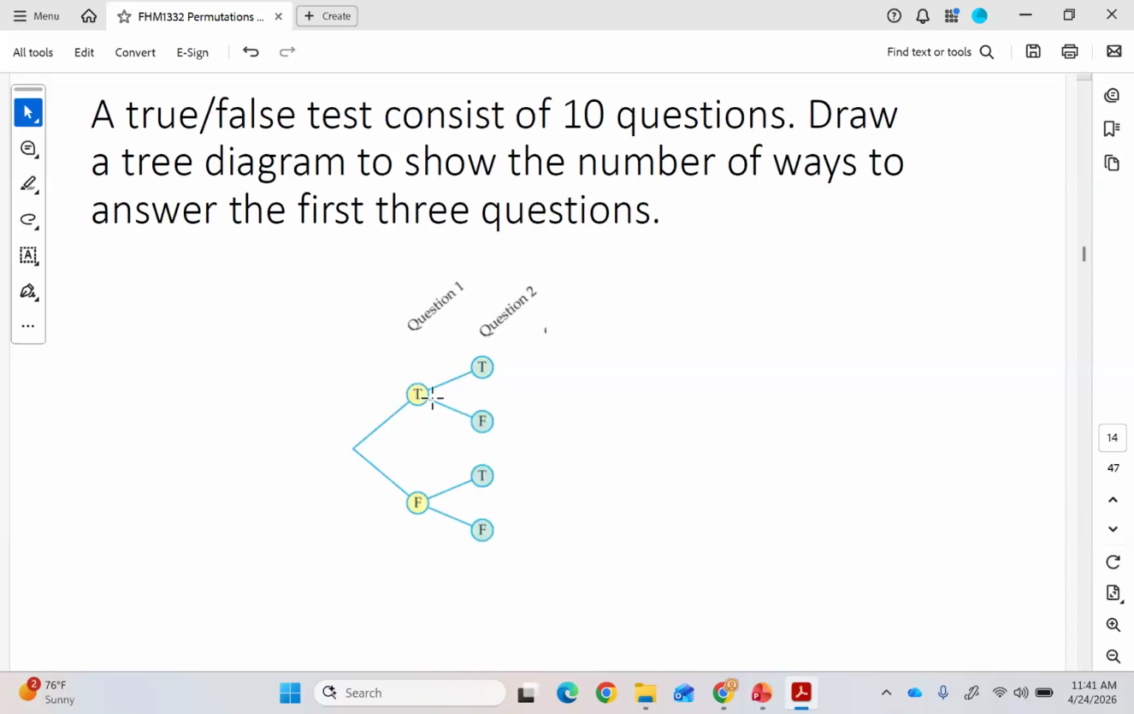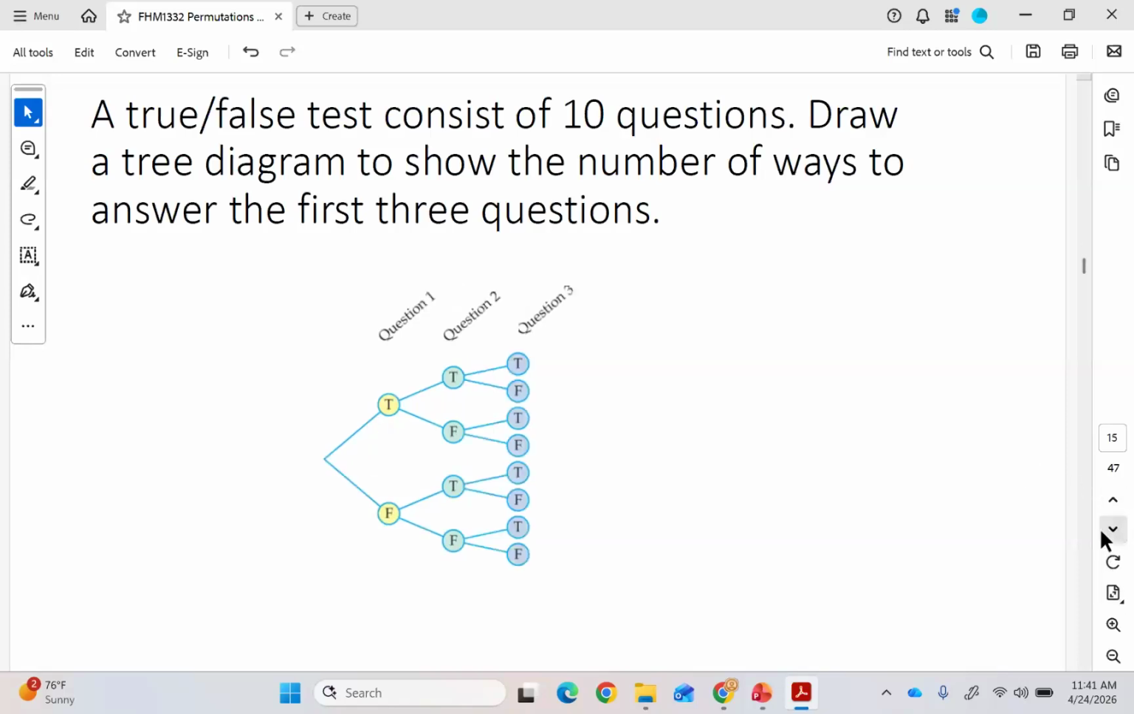But now each one of them has two possibilities, because you could start with true and then answer true, or start with true and then answer false, and the opposite. Start with false and then answer the second one in the two different ways. But because it is three questions, you've got to go one more, and it's like branches of a tree. You're branching extra outcomes.